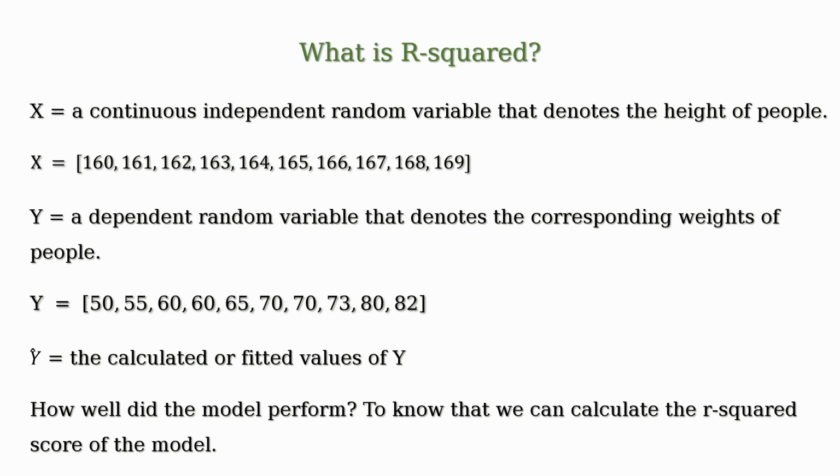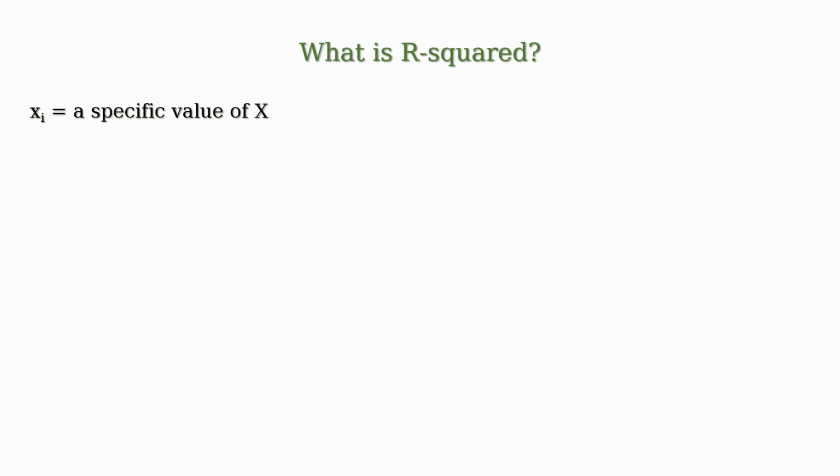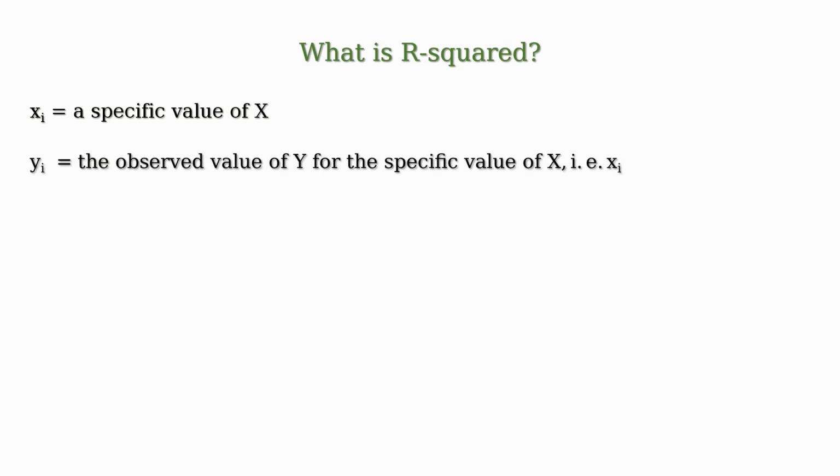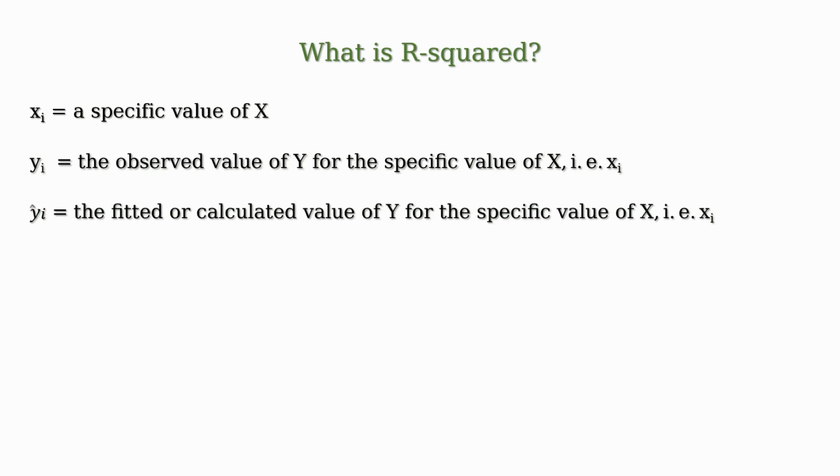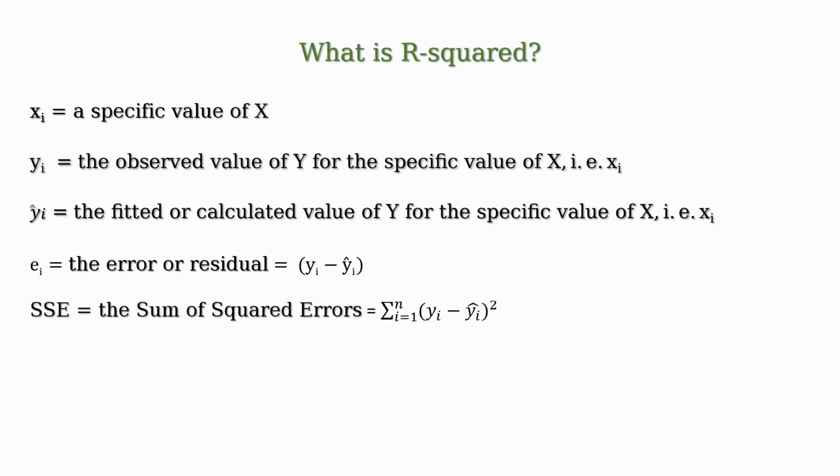If for a particular value of x, let's say xi, the observed value or the expected value of y is yi and the fitted value or the calculated value of y is yi hat, then we define the error or residual as ei = yi - yi hat. And we define the residual sum of squares or sum of squared error as SSE = summation from i = 1 to n (yi - yi hat)^2.